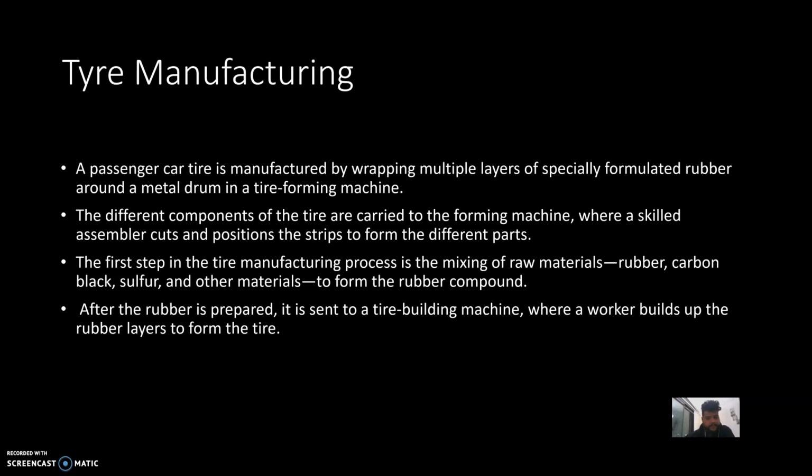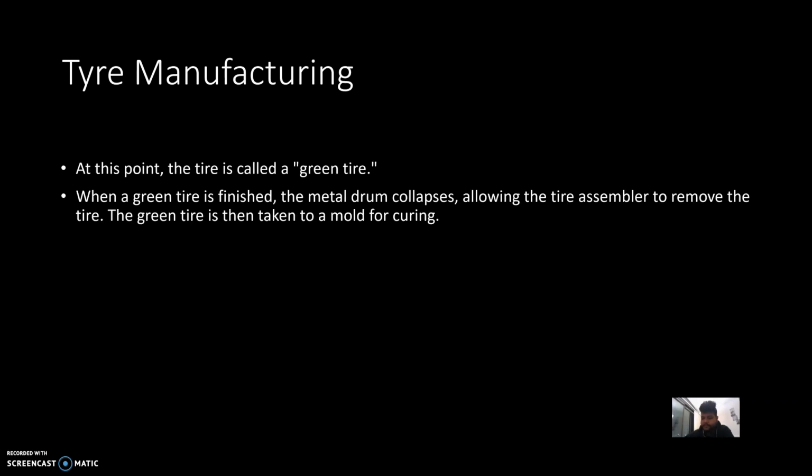The first step in the tire manufacturing process is mixing raw materials. These raw materials are rubber, carbon black, sulfur, and other materials to form a rubber compound. After the rubber is prepared, it's sent to a tire building machine, where a worker builds up the rubber layers to form the tire. At this point, it's called a green tire. When a green tire is finished, the metal drum collapses, allowing the tire assembler to remove the tire.